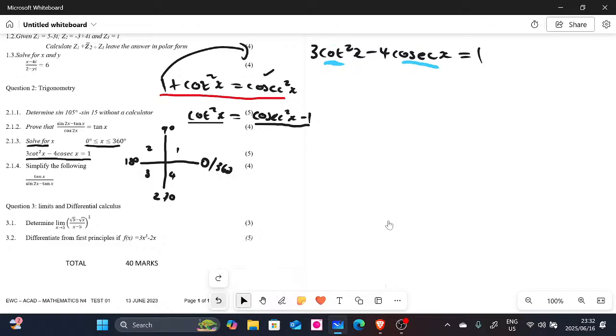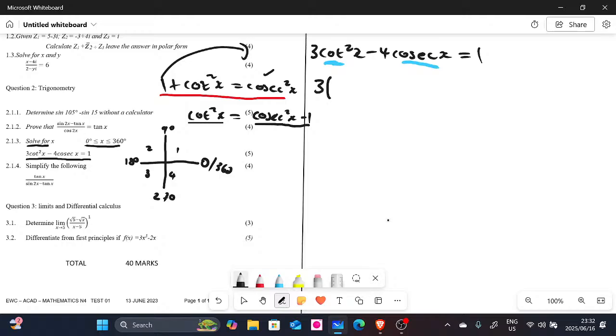So instead of writing cot squared, we're going to write this. Let me write the line here so that we don't get confused, guys. Right. So instead of writing cot squared, what are we going to write? We're going to write 3 cosec squared x minus 1.